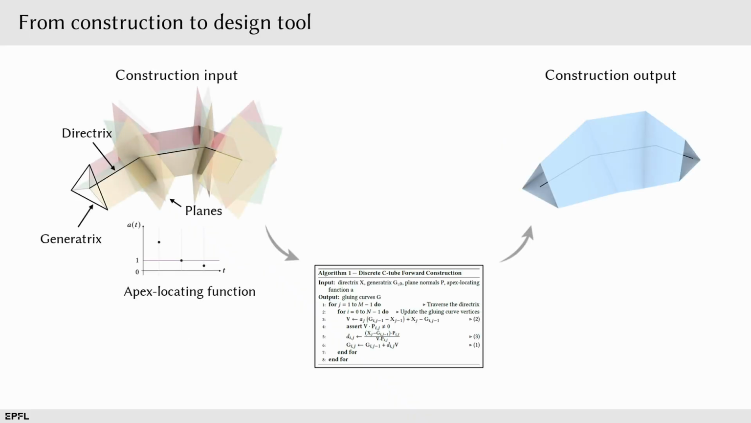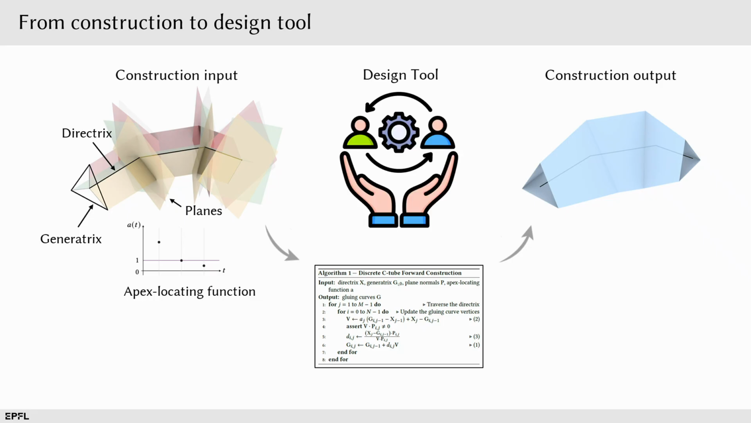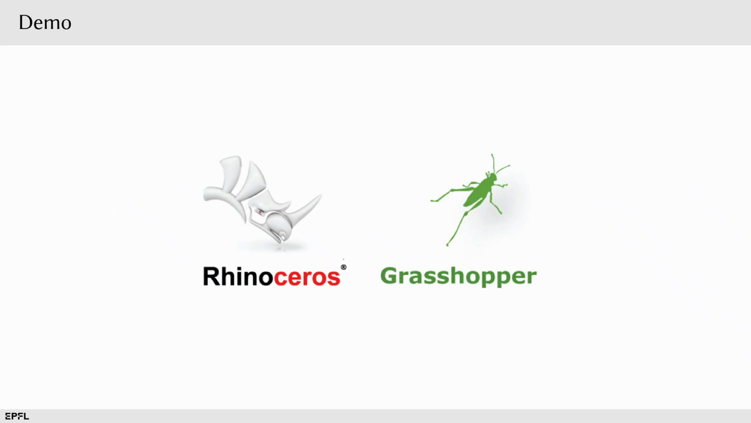In the next part, I'll talk about the interactive design. So in the previous parts, we've seen how to get from the set of inputs that we discussed, generatrix, directrix, a bunch of input planes and an apex locating function, through our construction to a cone net. But now I want to share some insights about why just taking this implementation for design might be a little bit impractical. And I'll in particular show how we adapted this construction as an interactive plugin for Grasshopper Rhino. And this is what I'll do now, and I hope it will work.